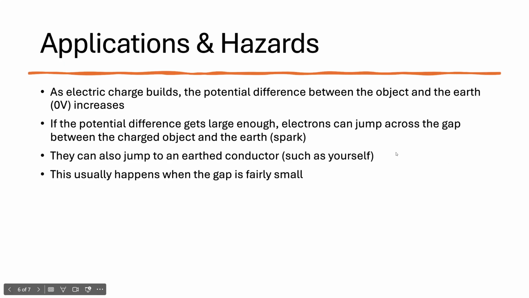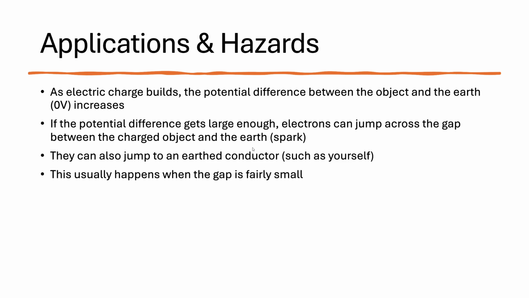Alright, so the final thing is applications and hazards. An electric charge will build on these objects, and that means the potential difference between the object and the earth, which is at 0 volts, increases. The important thing to note here is if the potential difference gets large enough, so enough charge builds up, the electrons can jump across the gap between the charged object and the earth. This causes a spark, and they can also jump to an earthed conductor, which in this case can be yourself.